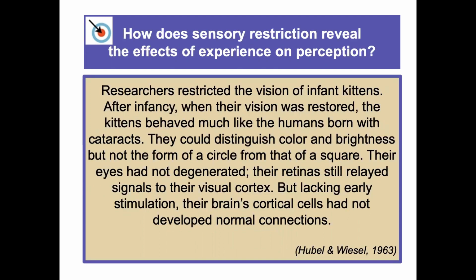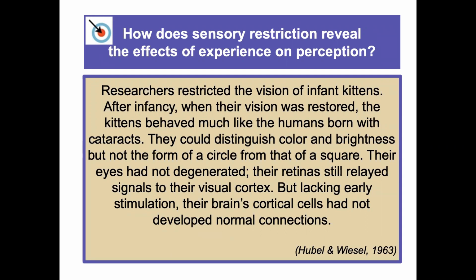So how does sensory restriction reveal the effects of experience on perception? Researchers restricted the vision of baby kittens. After infancy, when their vision was restored, the kittens behaved much like the humans born with cataracts. They could distinguish color and brightness, but not the form of a circle from that of a square. Their eyes had not degenerated. Their retinas were still relaying that information to their visual cortex. Think about where that is in your brain, in the back of your brain. But lacking early stimulation, their brain's cortical cells had not developed normal connections.